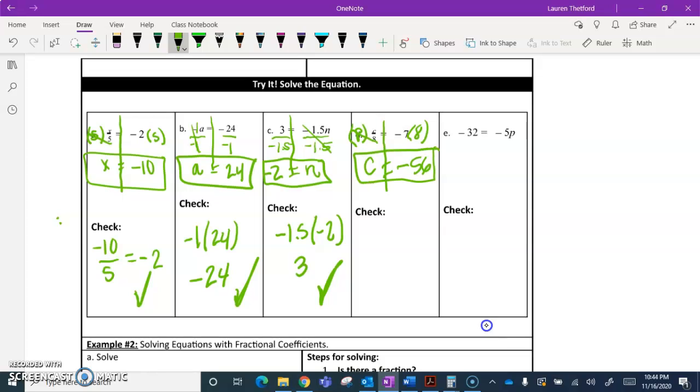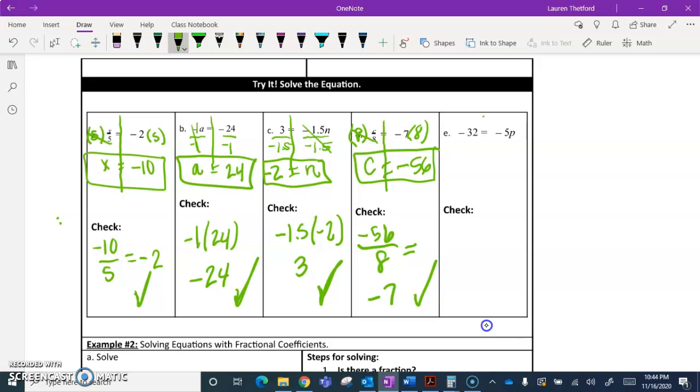Let's make sure that's correct. So negative 56, I'm struggling today, whoa, I apologize, divided by 8. Negative divided by a positive gives me a negative. 56 divided by 8 gives me 7. So I got that one.